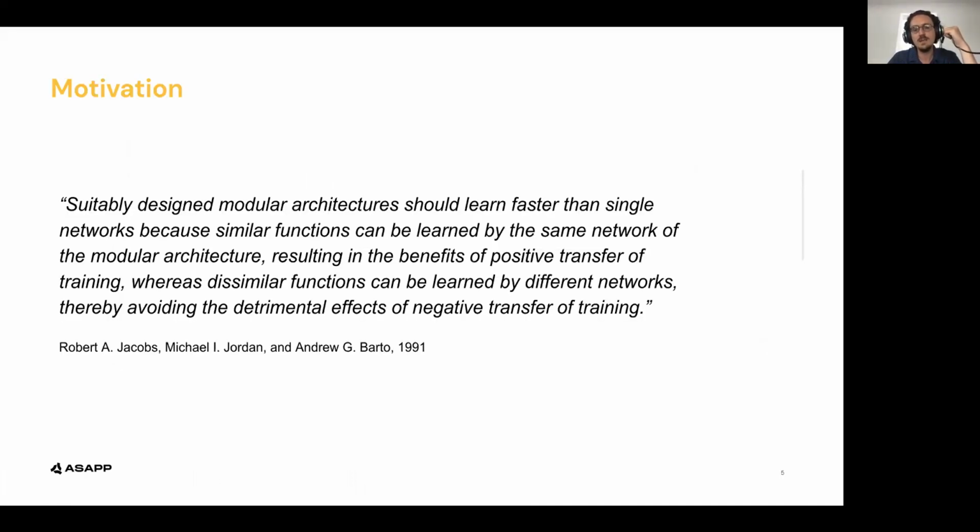And I think this is honestly my most favorite quote in this entire area. This goes back to 1991 and is by Jacobs, Jordan, and Barto, from one of the early Mixture of Experts papers, where they say that suitably designed modular architectures should learn faster than single networks, because similar functions can be learned by the same network of the modular architecture, resulting in the benefits of positive transfer for training, whereas dissimilar functions can be learned by different networks, thereby avoiding the detrimental effects of negative transfer at training. And I think this quote basically says it all.